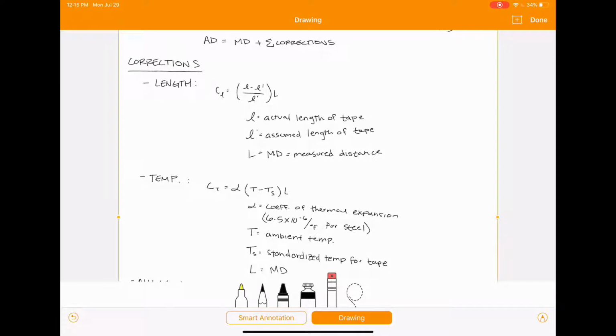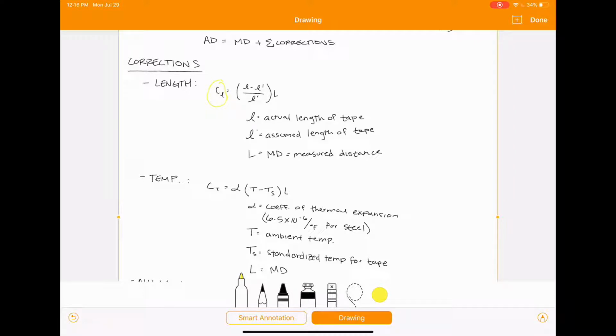Because if you think that your tape is 100 feet and you use it many times and measure a distance of, say, 5,000 feet, but then come to find out your tape is only 90 feet long, you may have measured 5,000 feet, but the actual distance is a lot less because your measuring tape is actually shorter. So you're going to use this correction factor to account for that.